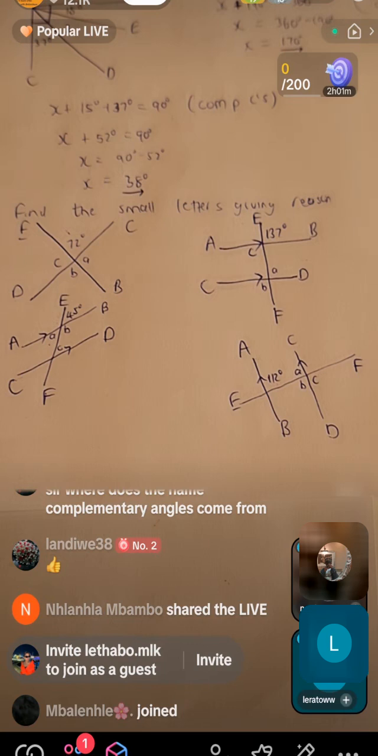And then we have the last one. C is equal to A, and the value of A is 68 degrees. My reason is vertically opposite angles. And the value of B, what is it? 112. How did you find it? It's alternating with 112. Okay.